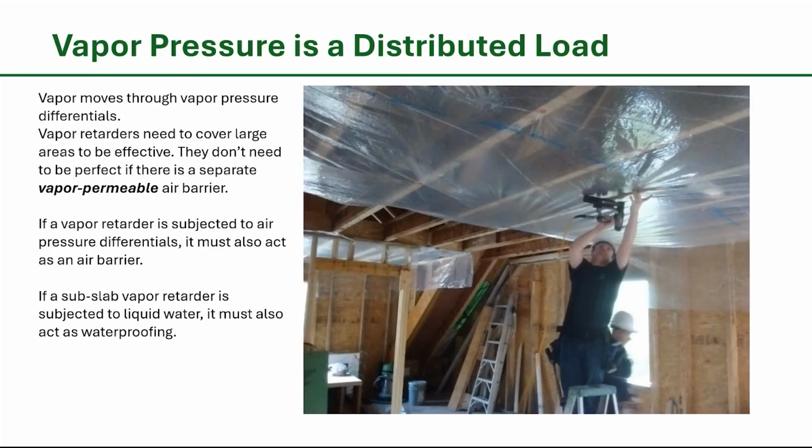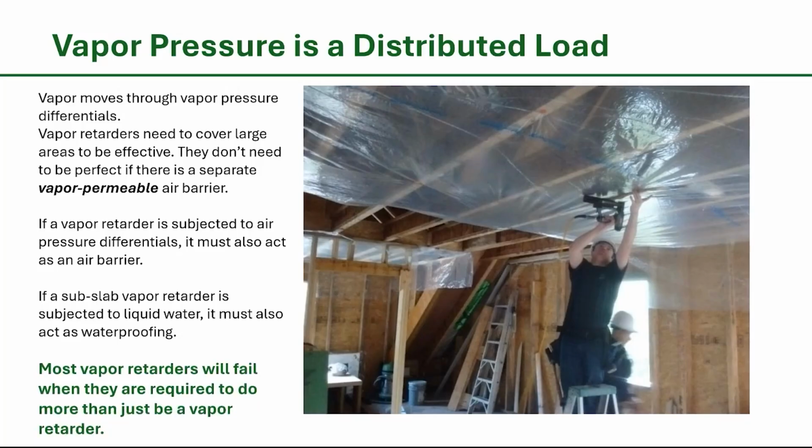But if a vapor retarder is subjected to air pressure differentials, it must also act as an air barrier. This is why we try and couple the air barrier with the vapor retarding layer if we need a vapor retarding layer. So a vapor non-permeable air barrier includes the vapor barrier in the air barrier. Why? Because they both need to be together. And once it becomes subject to air pressure differentials, it needs to be 100% continuous. If a sub-slab vapor retarder is subjected to liquid water, it also must act as waterproofing, even temporary dynamic waterproofing.